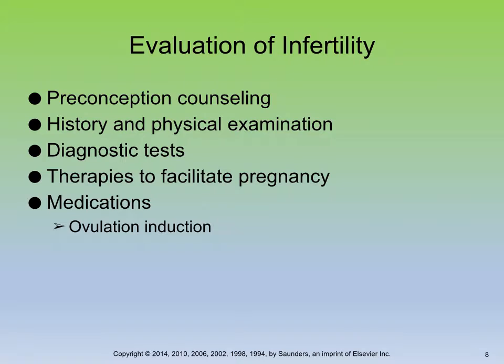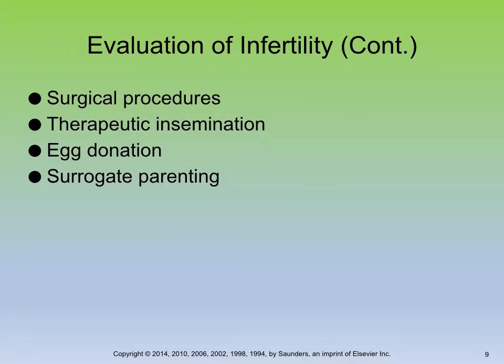In the evaluation of infertility, when patients first come in to see a healthcare provider, they talk about that preconception counseling. They review a patient's history and physical examination. They talk about diagnostic testing for both the female and male partners, as well as review of therapies to facilitate pregnancy. And they might consider medications to induce ovulation. They might also talk about surgical procedures, therapeutic insemination, egg donation, and surrogate parenting as options to have patients review as part of that infertility workup.